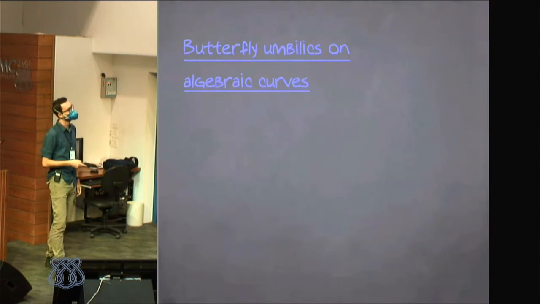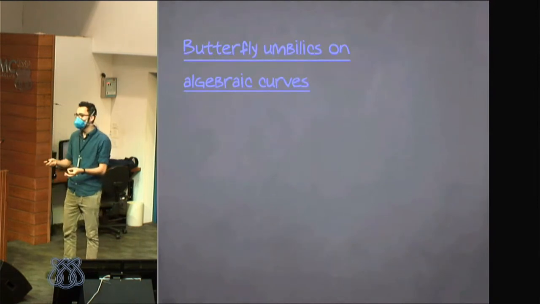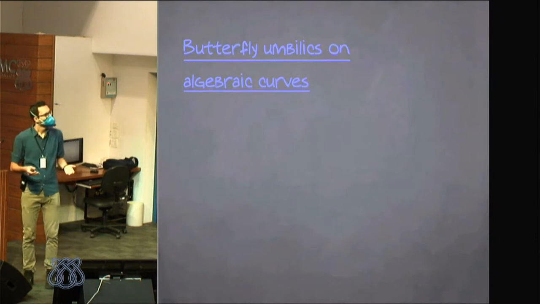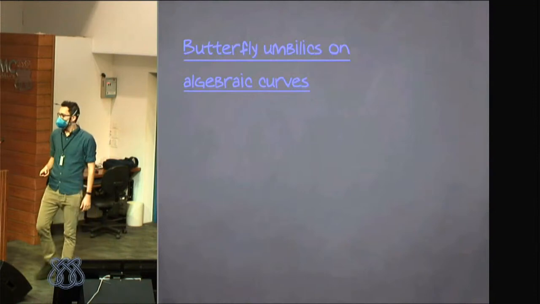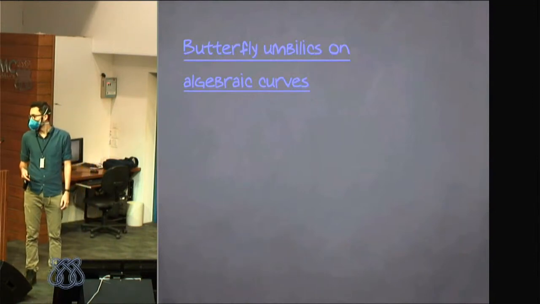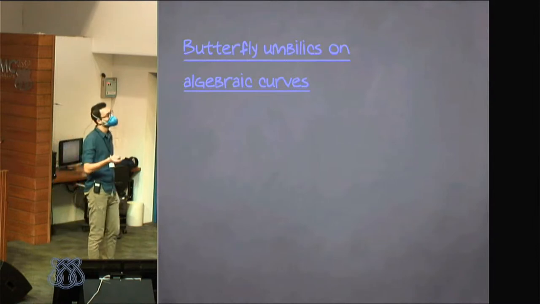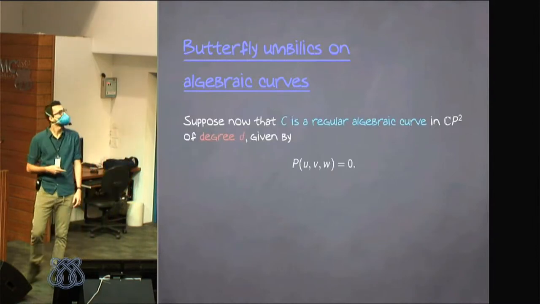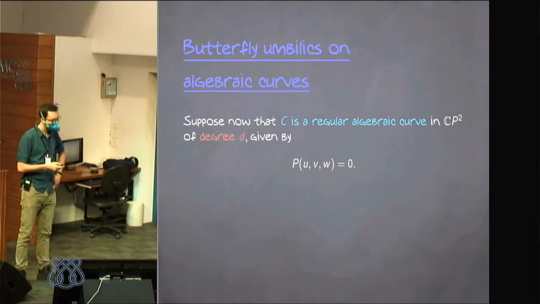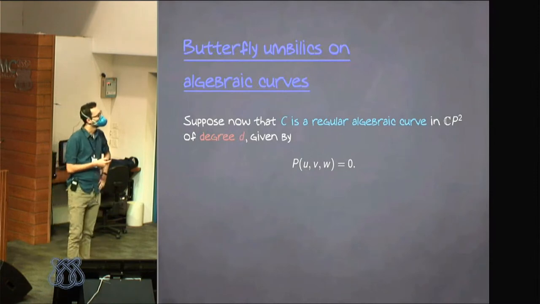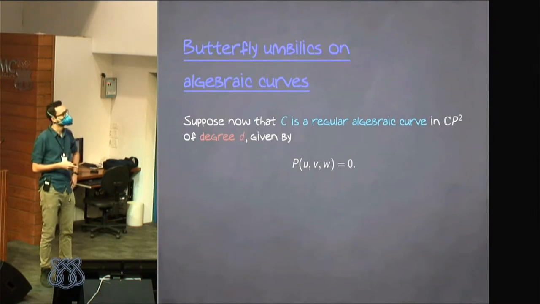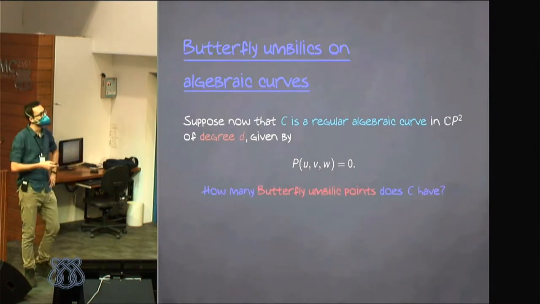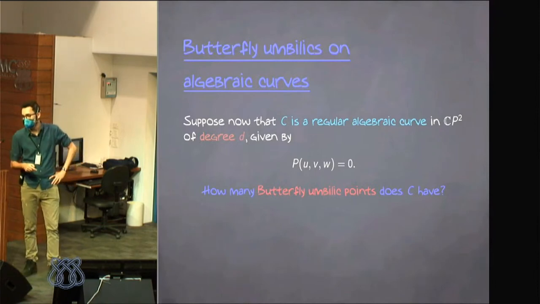But the natural question is, we have this special point on the surface, but maybe we can extend this result for an algebraic curve of degree D in projective space. But now we need to give a meaning to this question. Okay? So let's consider, for example, a regular algebraic curve in complex projective space, of degree D, given by this equation. We have homogeneous coordinates here. So the natural question is, how many butterfly umbilic points does it have?